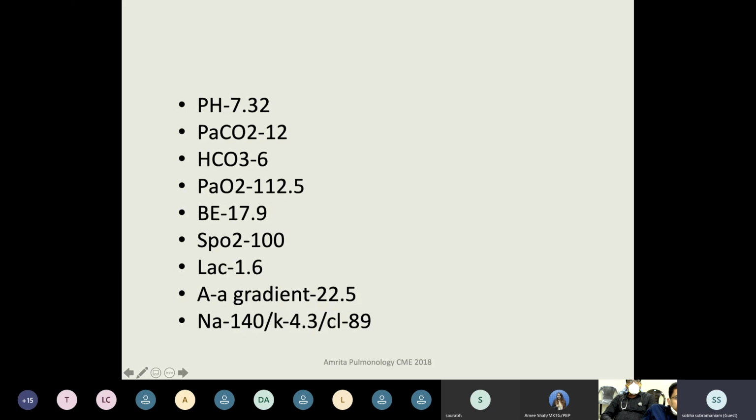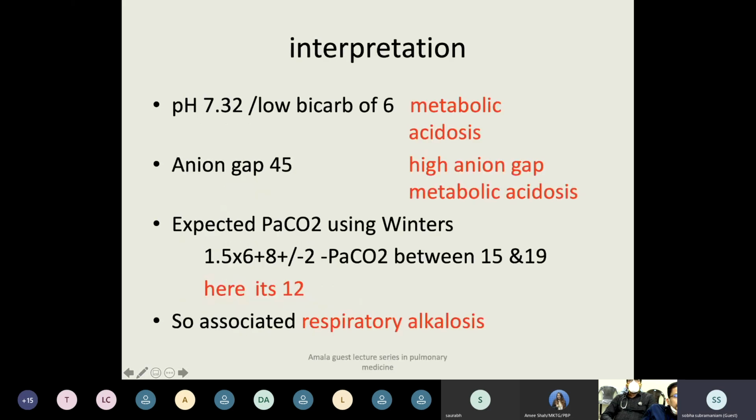So there is acidosis, there is metabolic acidosis. So what will you do next? Look at the anion gap. So what is the anion gap? High anion gap of 45. So she has a high anion gap metabolic acidosis. She must be having sepsis, lactic acidosis from the UTI. She has anuria, so renal failure. So all this is contributing to her high anion gap acidosis.